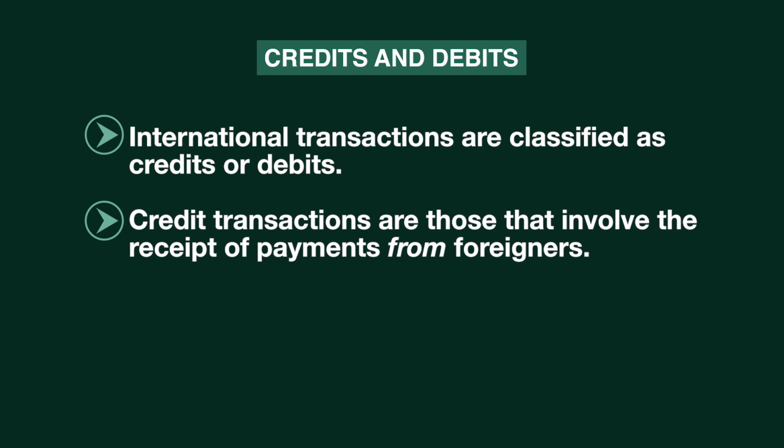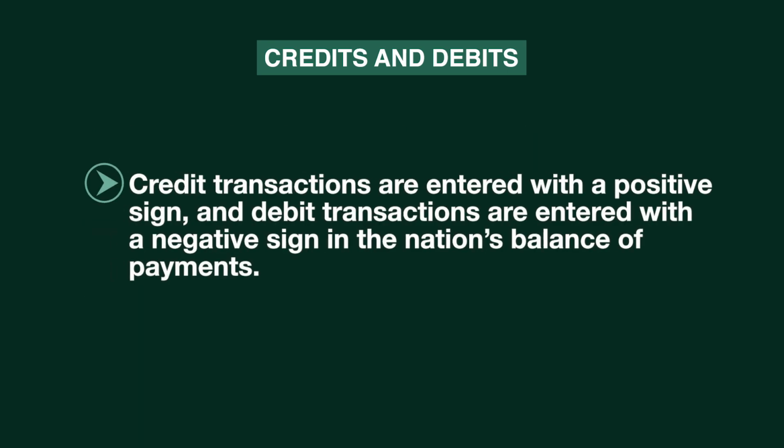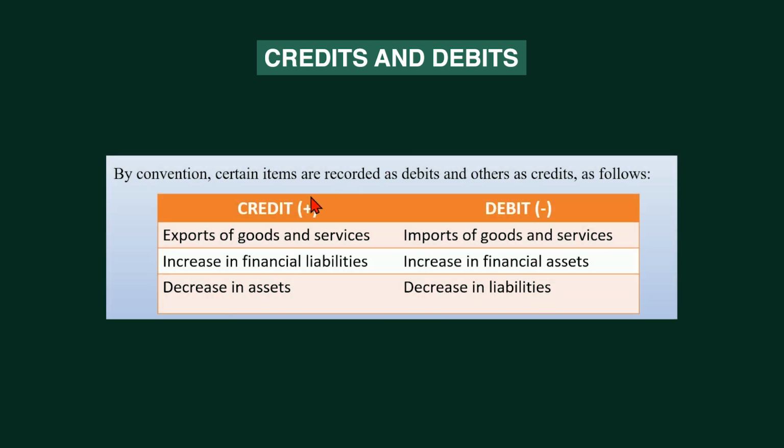Credit indicates all such activities which result in inflow of foreign currency to the home country, whereas a debit represents all kinds of activity that leads to payment to foreign countries. Credit is recorded with a positive sign and debit is recorded with a negative sign in the balance of payment. We will see this table of how some of the items are recorded under credit and debit.